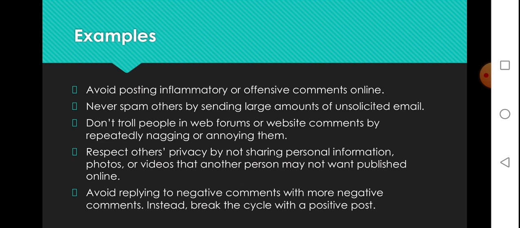Respect others' privacy by not sharing personal information, photos, or videos that another person may not want published. And avoid replying to negative comments with more negative comments. Instead, break the cycle with a positive post.